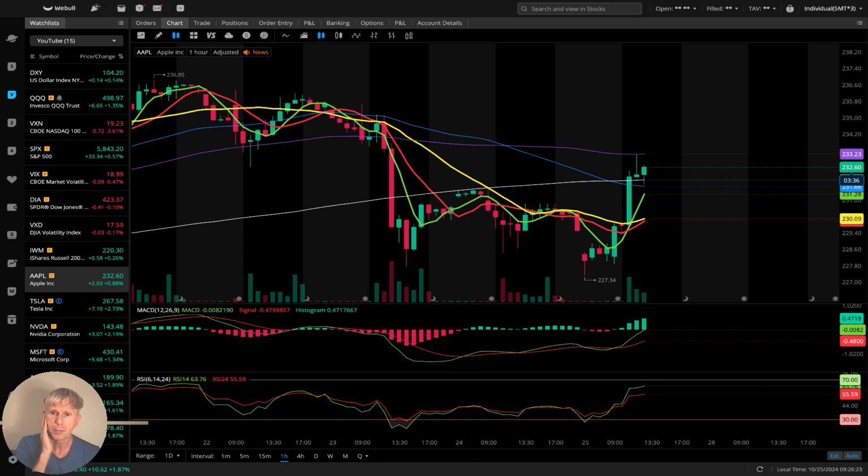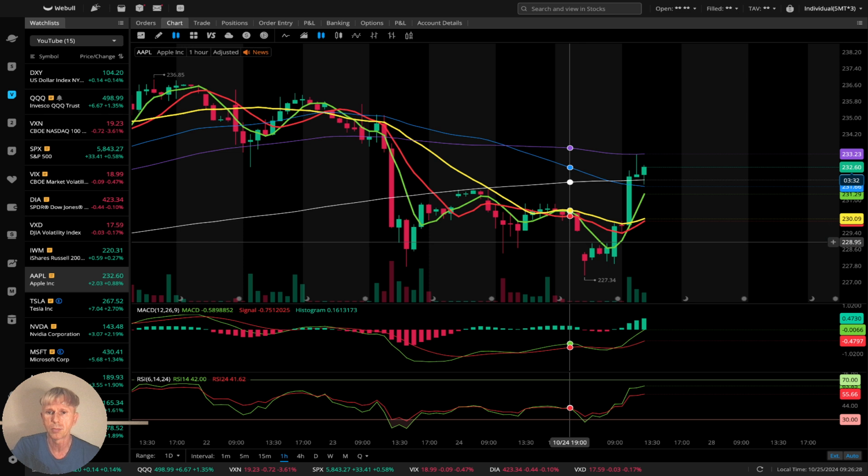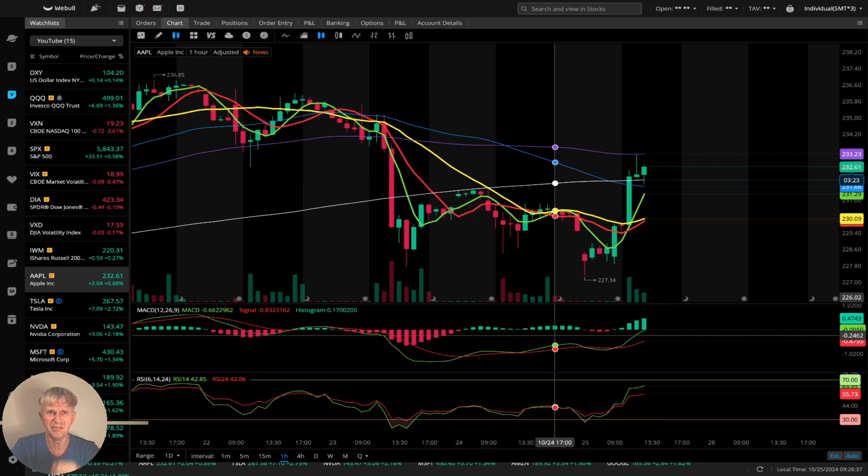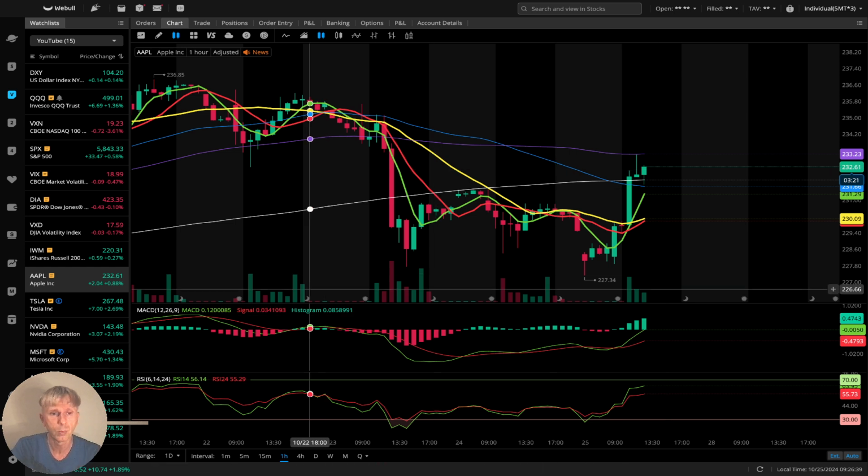1 hour time frame, after the huge sell-off yesterday, it did bounce today, and now it's in a bullish run. Apple in a bullish run, 1 hour time frame.